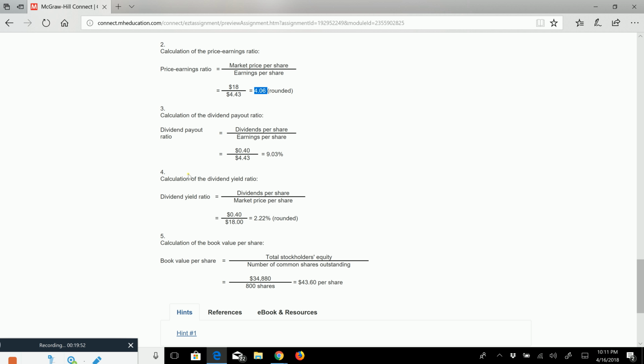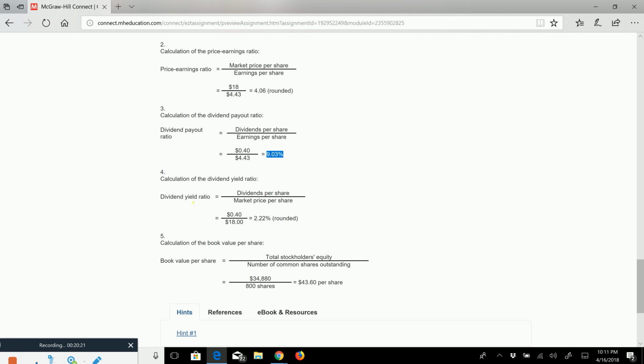Dividend payout ratio. The dividends per share, which the author gave us, that's not something you would find in the financial statement. You would need to know what that is. Divided by the earnings per share, which we just calculated, it's 9.03%. If you are an investor and you are in the stock to receive the dividend, you want to see this dividend payout ratio be as high as possible.